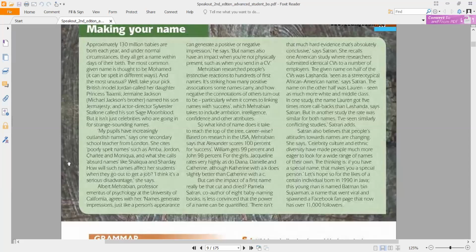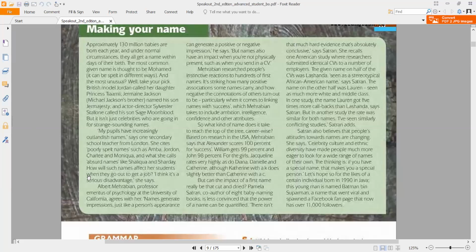So, yeah, it's very interesting how people are just trying to make strange sounding names, and how can that affect the students in the future? According to the text, this can put them at a huge disadvantage. Let's see why. So please, Tartil, continue.